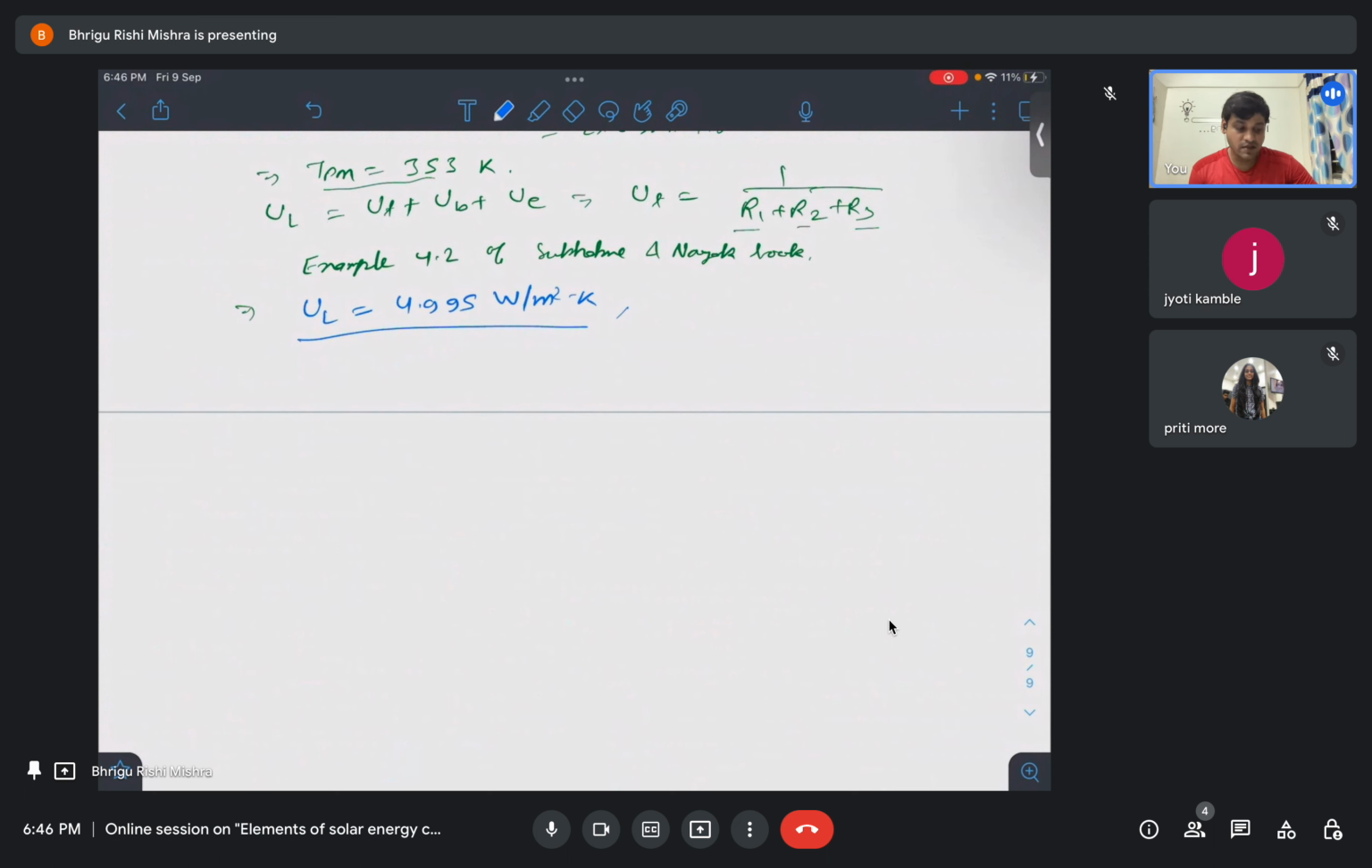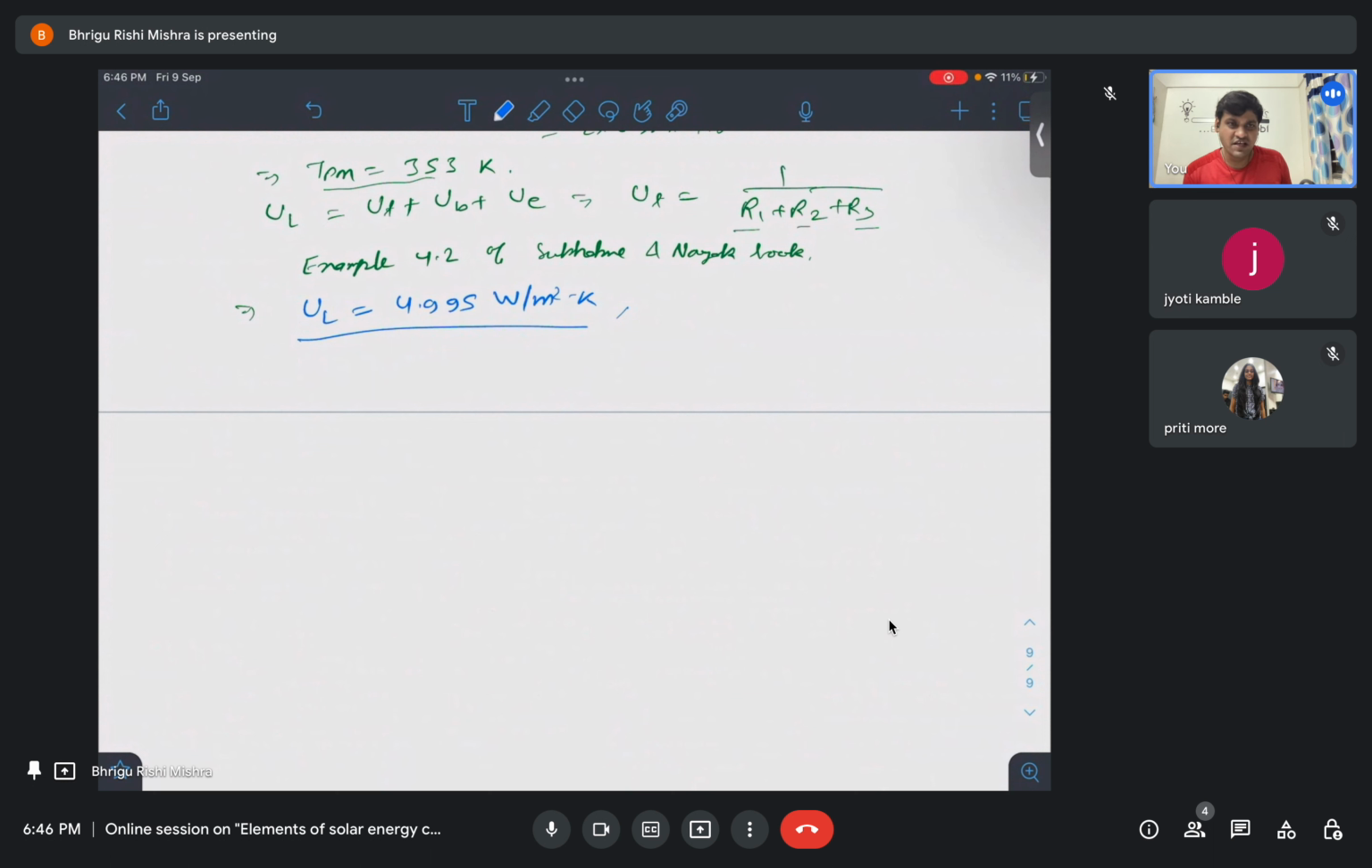Apart from this iterative process, there are several numerical expressions given to calculate the overall loss coefficient of the absorber plate. That too has certain limitations, but within those limitations it works very well. You can check several textbooks or even journal papers for what those expressions for UL are.